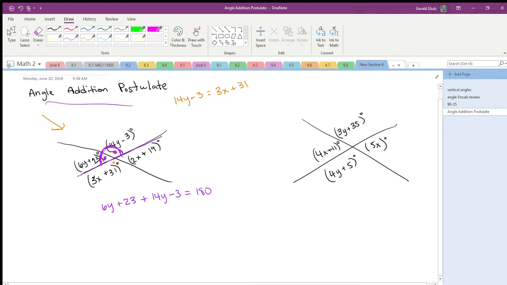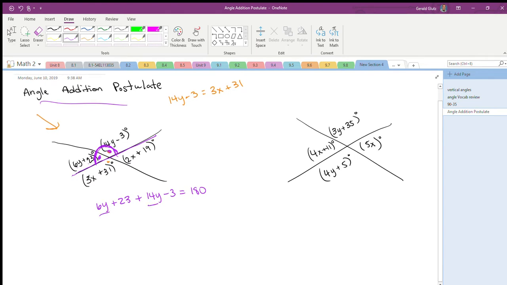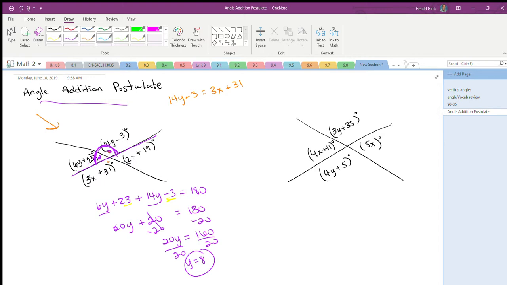So once you get this, just combine like terms. So 6y and 14y is 20y. 23 and negative 3, or 23 minus 3, is positive 20. And that still equals 180. So subtract 20 on both sides. I got 20y equals 160. Divide both sides by 20. We get y equals 8. So now we have y, so we just got to find x.